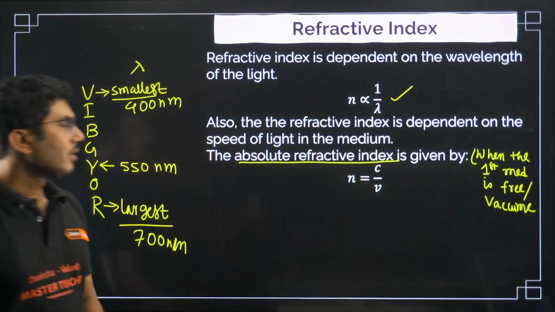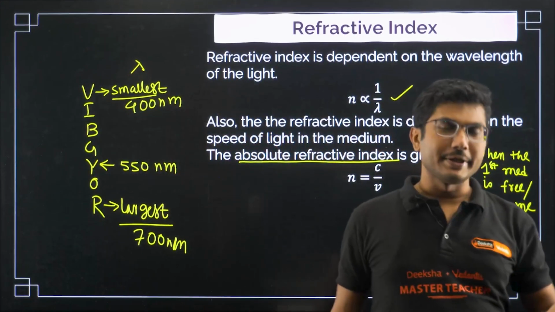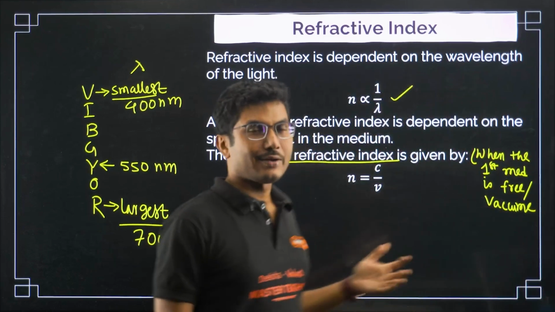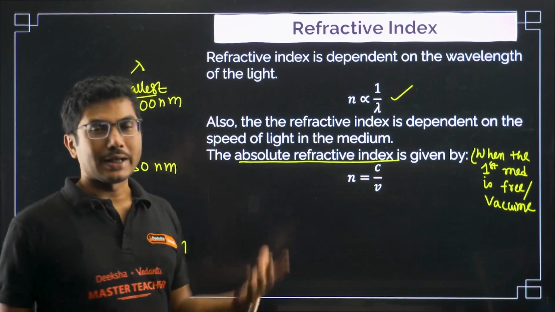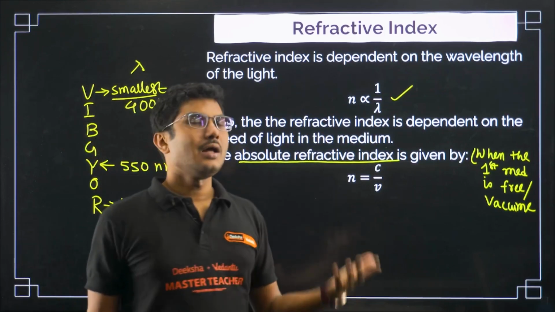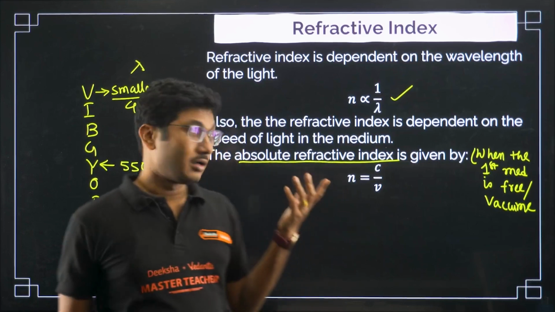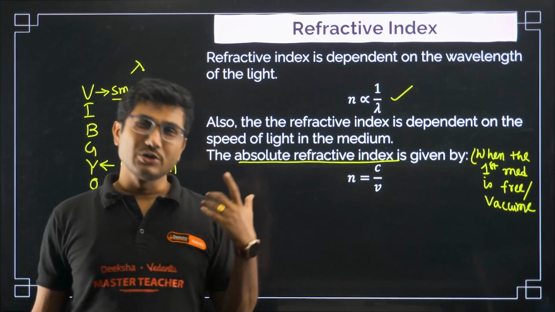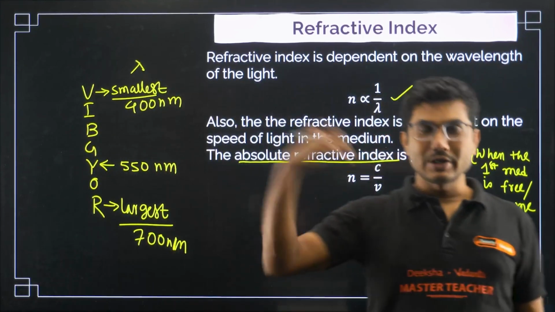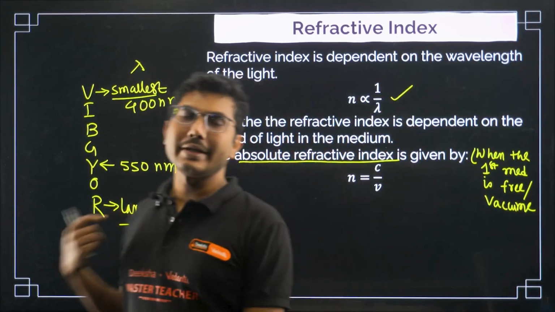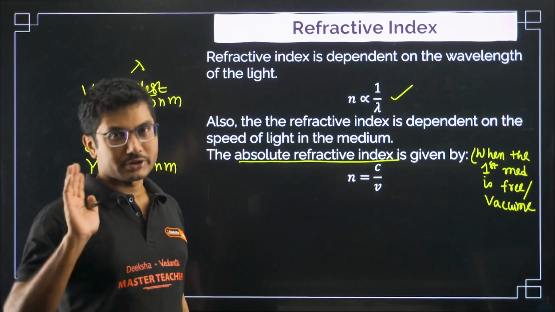So if the first medium is vacuum, that is, light is falling from free space to a medium, then you can consider that to be the absolute refractive index. For all practical purposes, you can consider the first medium to be air as well, because the refractive index of air is very small, about 1.02, which can be approximated to 1. The refractive index of vacuum is 1. The refractive index of air is also approximately 1.